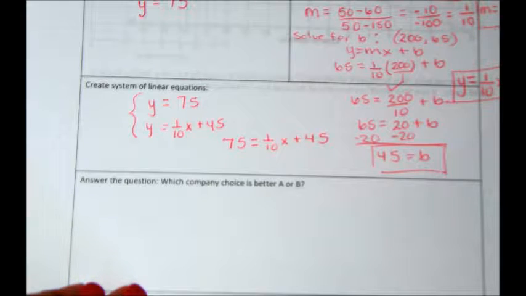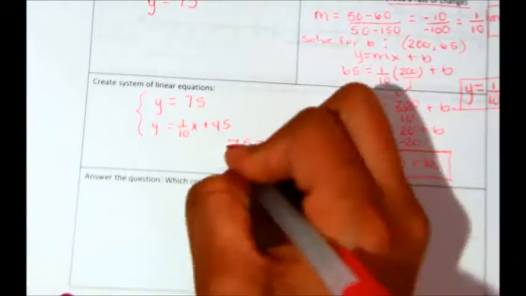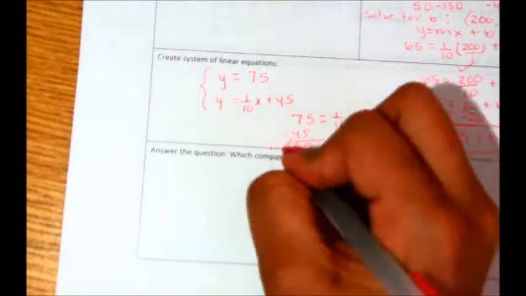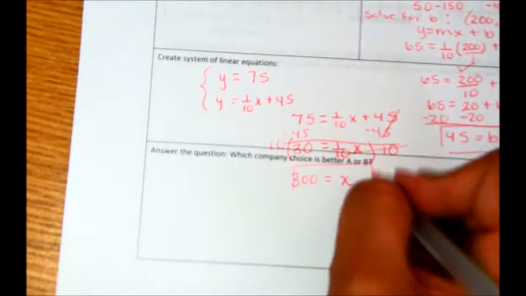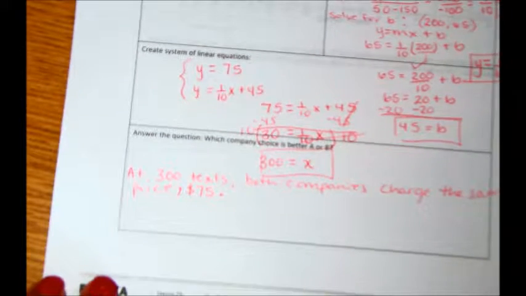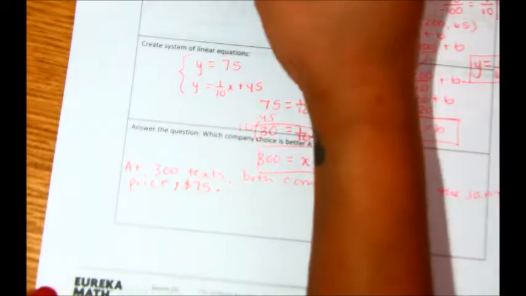Now I can begin to figure out what number of texts makes the phone bills the same. That means at 300 texts, both companies are going to charge the same price of $75. I answered the first prompt.